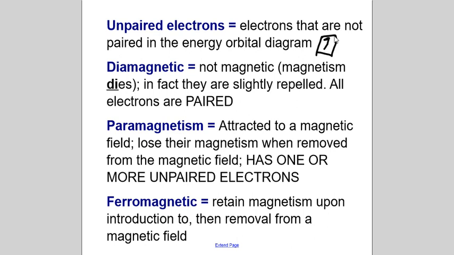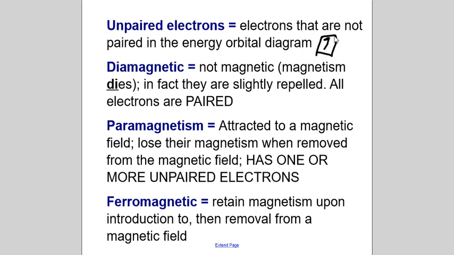So that's going to be anything that's filling its last sublevel. So that would be things like beryllium, magnesium, calcium, strontium, barium, zinc, cadmium, mercury, and then the noble gases. Those guys are all diamagnetic for sure because all electrons are paired up. There's also some other diamagnetic ones in there, but we'll talk about those later.